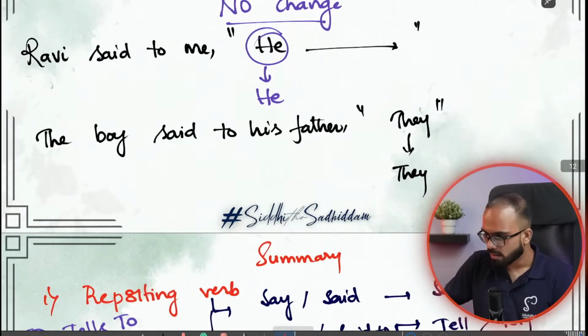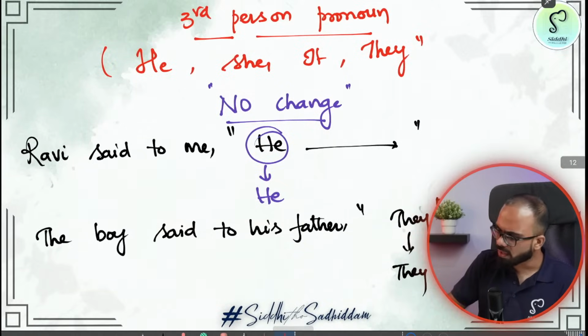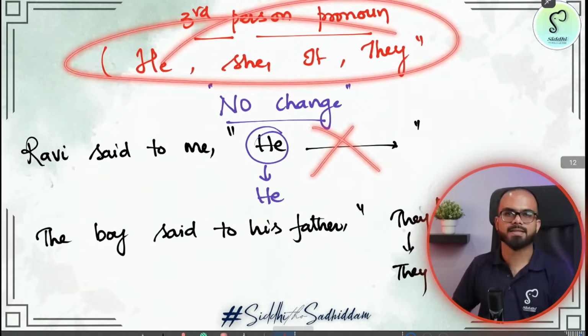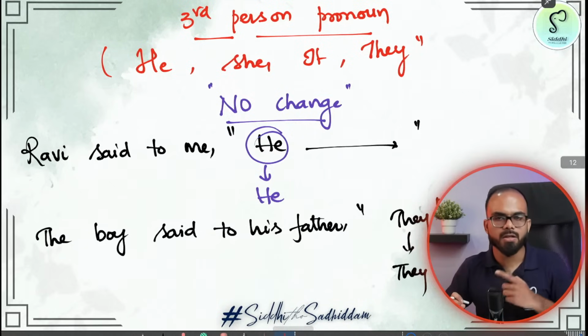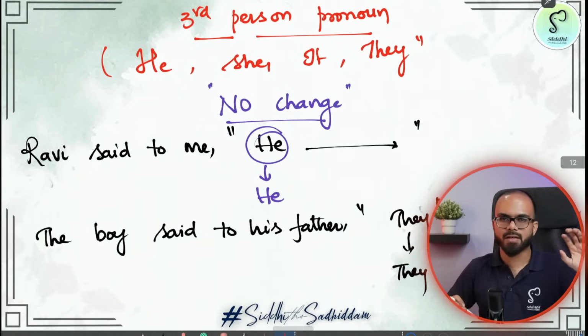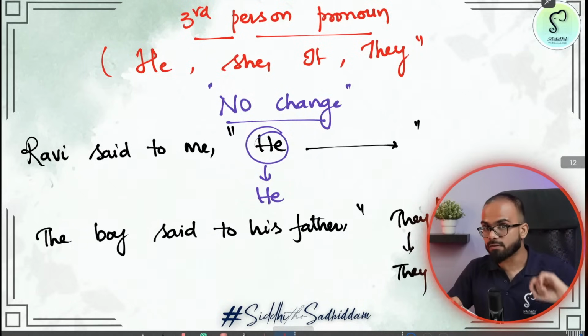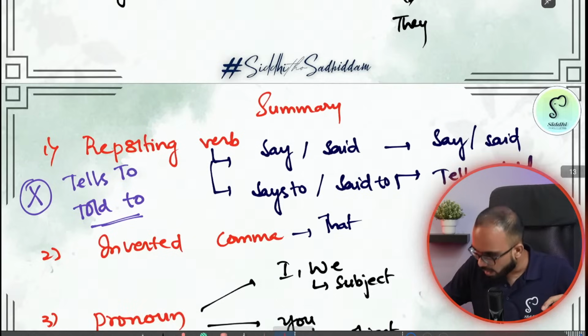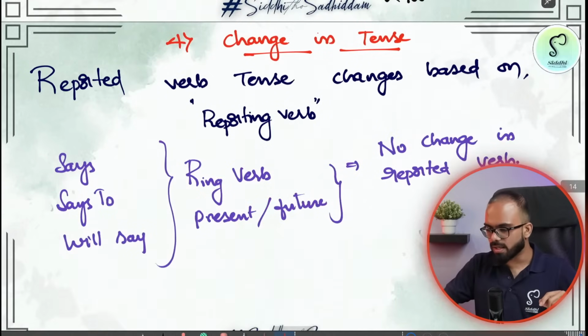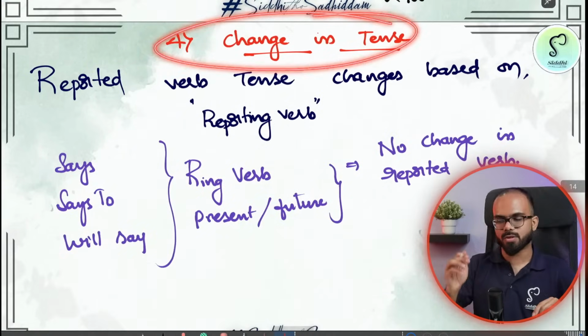Okay. Next, if you have he, she, it or they, there is no change. So if you can verify the pronoun, you can eliminate some options. If you can verify the change of the reporting verb, you can eliminate some options. And finally, if you can verify the tense of the sentence, you can eliminate certain options.